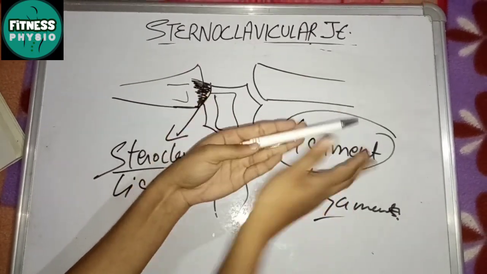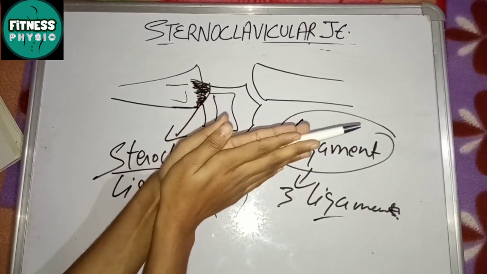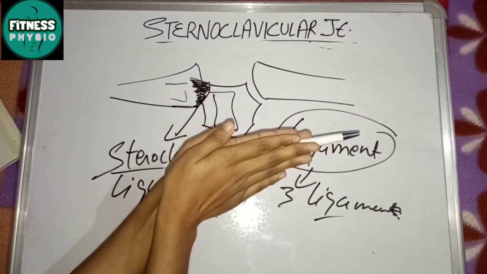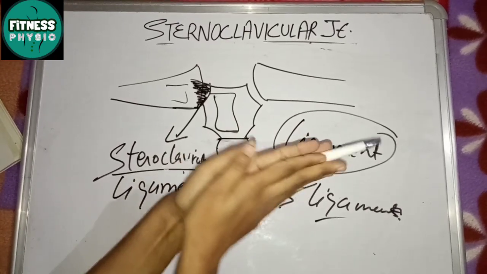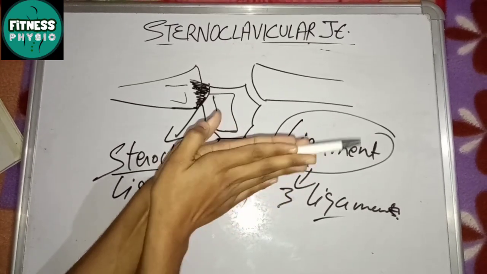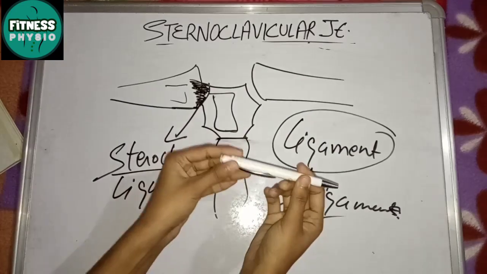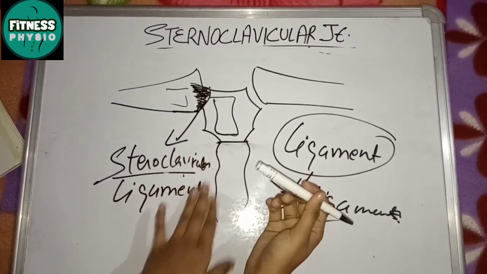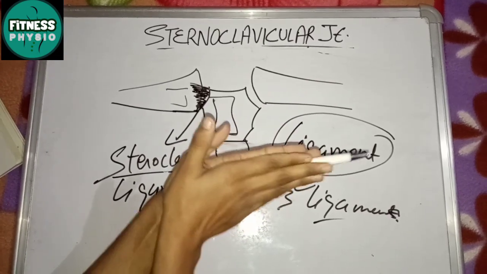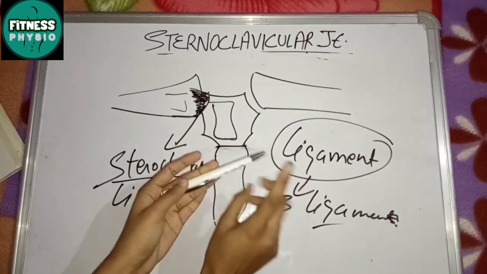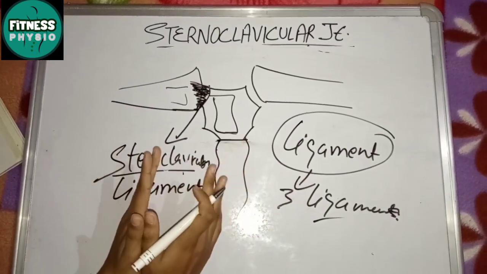This is your clavicle. So what is the function of the sternoclavicular ligament? It prevents anterior and posterior translation. Remember this, it is very easy to remember.